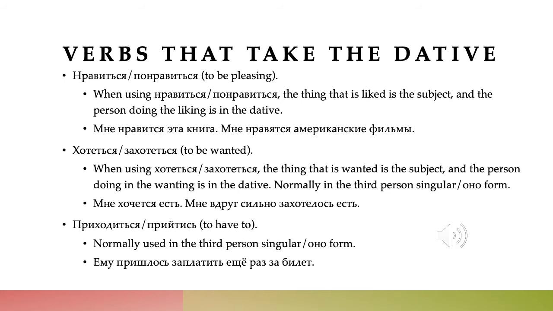And then we have the verb приходиться or прийтись, which is literally to come to something, but to have to do something. And it is also normally going to be in the third person singular or the оно form. So we could say, for instance, ему пришлось заплатить еще раз за билет. He had to pay for the ticket again. And it's to have to do something in the sense of you weren't planning to or you didn't want to, but you had to do it. You couldn't get around doing it. So it's not in the sense of you should do something. It's that some obligation suddenly fell upon you and you were unable to avoid doing something.